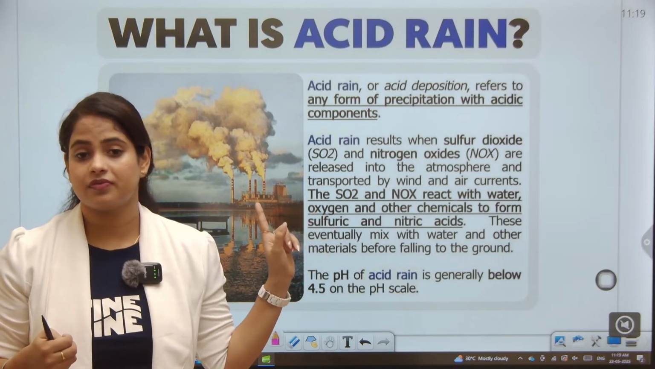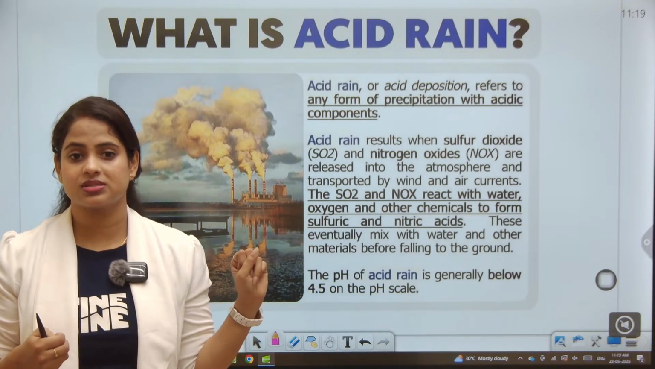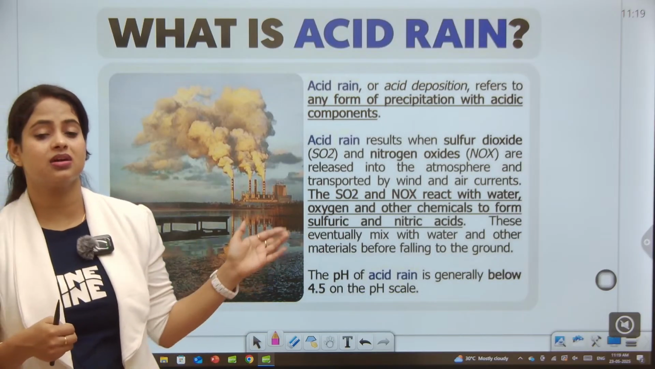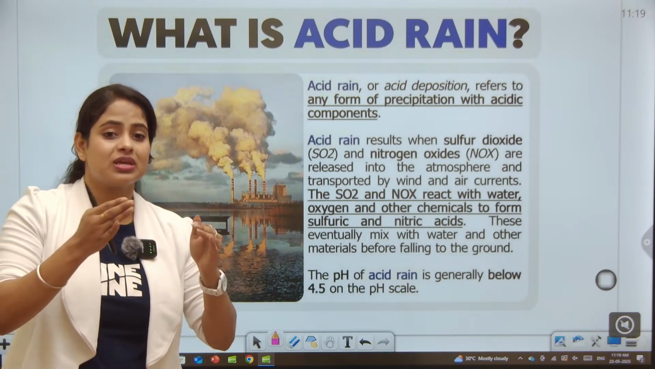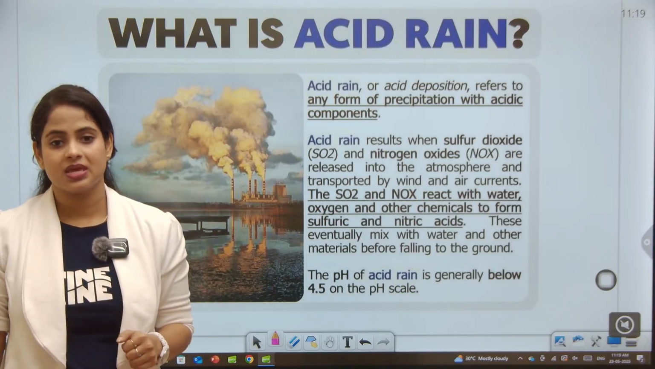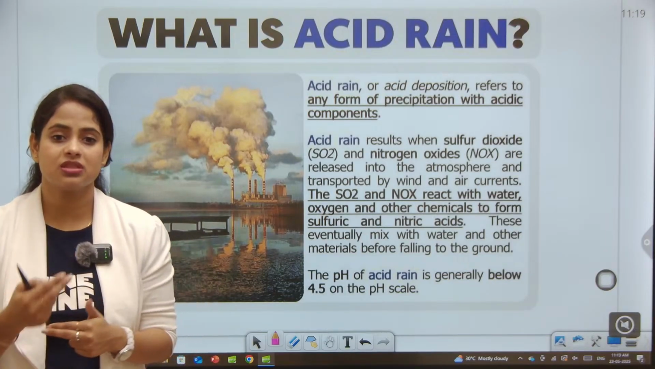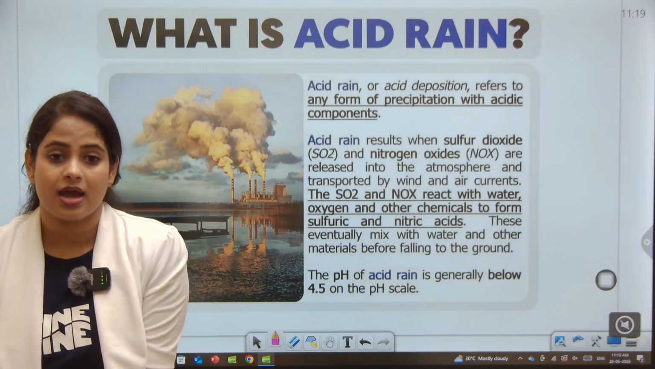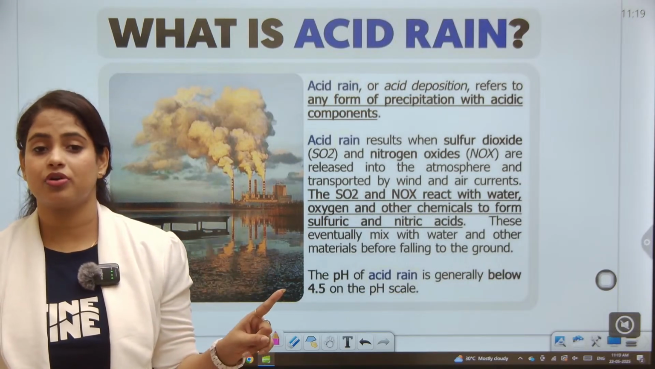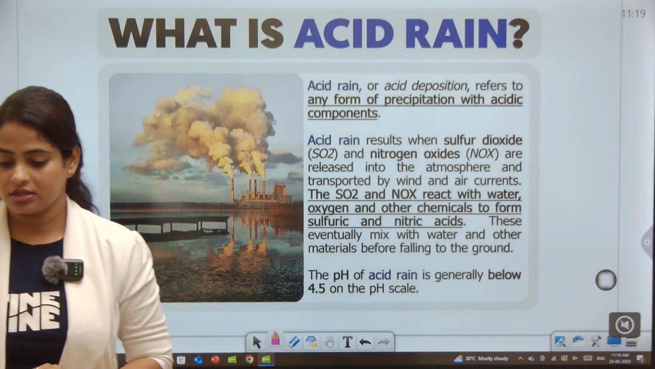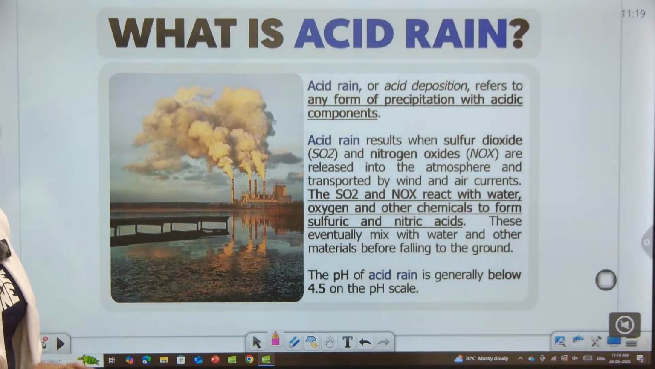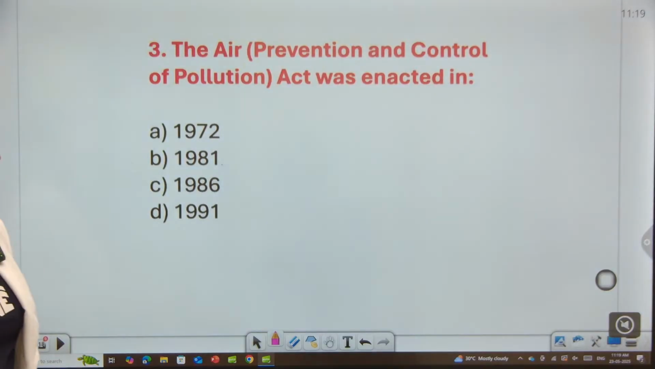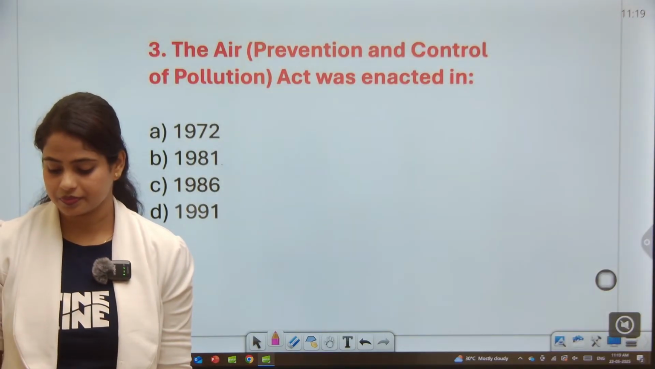The sulfur dioxide and the nitrogen oxides react with water, oxygen and other chemicals to form sulfuric and nitric acids. These are eventually mixed with water and other material before falling to the ground. And the pH of acid rain is also important, that is 4.5. That is also important, keep it in your mind.